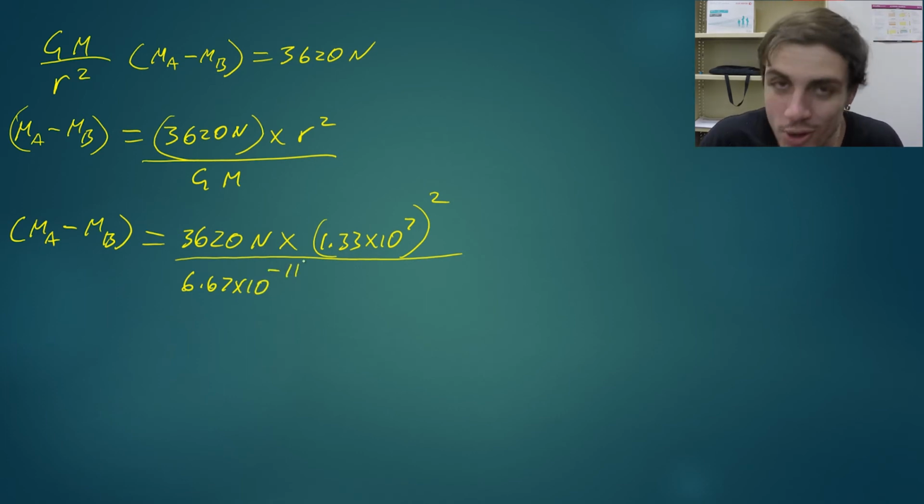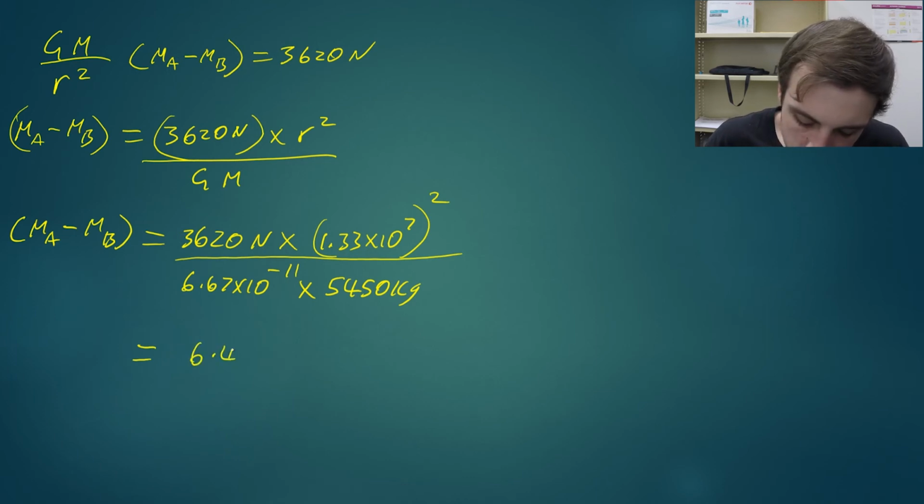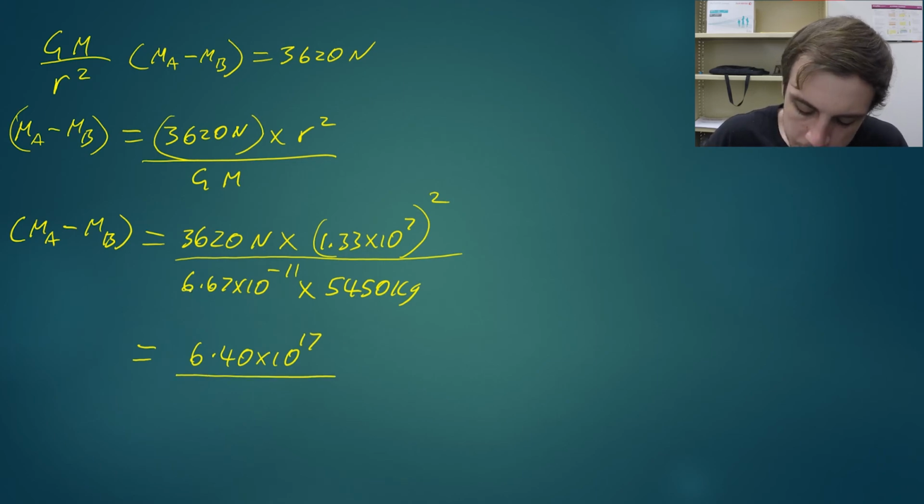Now don't worry, again, you don't need to memorize that. Multiplied by the mass. So this is the mass of the robot. So we're going to multiply this by 5,450 kilograms. So we simplify this, so we've got 3,620 times 1.33 times 10 to the 7 squared. So don't forget it's squared. So that's going to give us 6.4 times 10 to the 17 divided by the multiplication of these two, which is going to give us 3.64 times 10 to the negative 7.